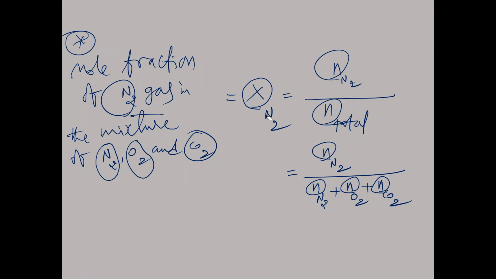Mole fraction of O2 is equal to number of moles of O2 divided by total number of moles. Mole fraction of CO2 is equal to number of moles of only CO2 divided by total number of moles of the gaseous mixture. So this gives what now here? Mole fraction of any gas. Okay, so the mole fraction concept is important here. Please take the screenshot of this now.